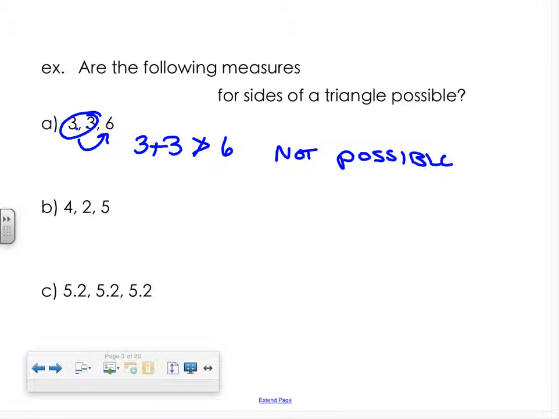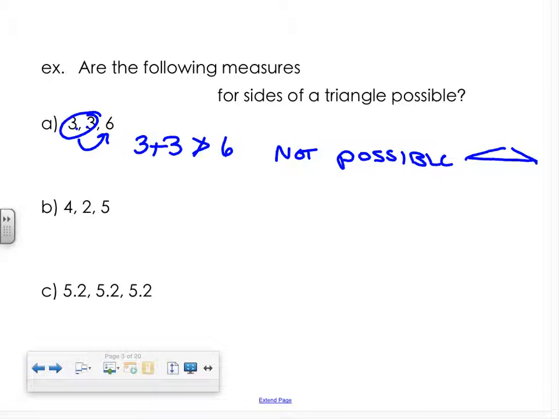And if we wanted to do a little sketch, we would have the longest side of 6, and then 3 and 3, and they just wouldn't be able to match up. They have to be a sum greater. If you had 3.05 and 3, that would have worked. But it's not strictly greater than 6.